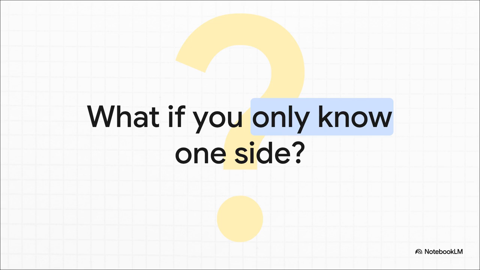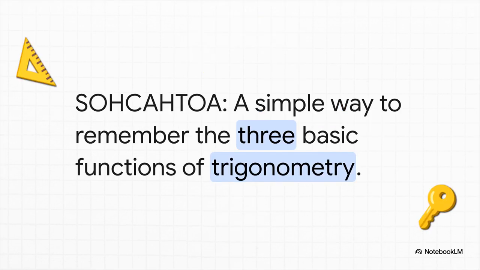Let's say you know how tall a building is, but you can't measure how far away you are, or the diagonal distance to the top. Well, now the Pythagorean theorem can't help you. We need something else. We need another tool. And that tool has a kind of funny name: SOHCAHTOA.